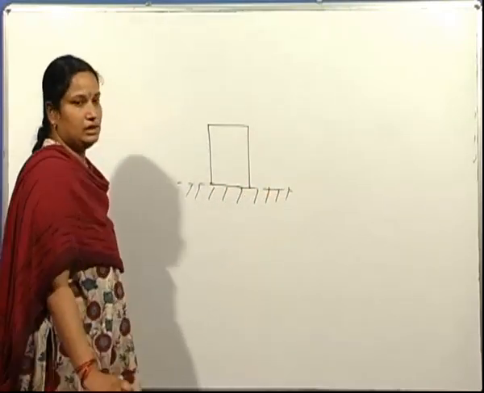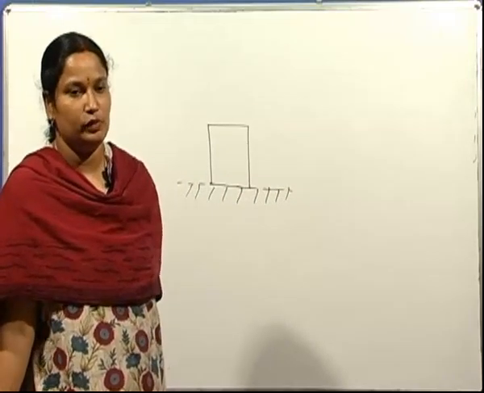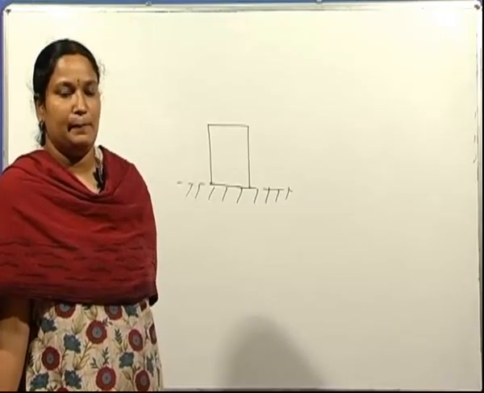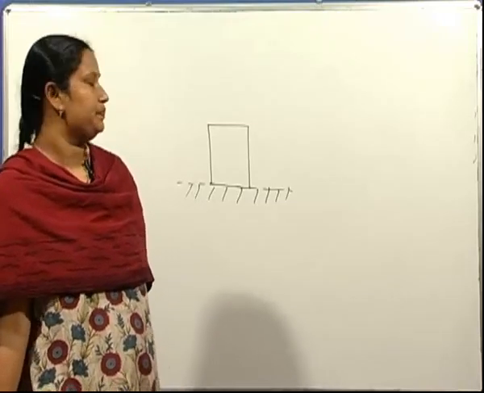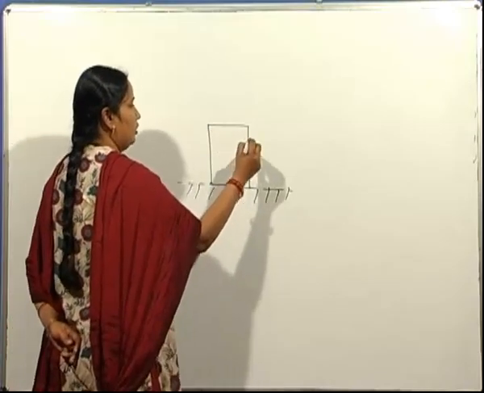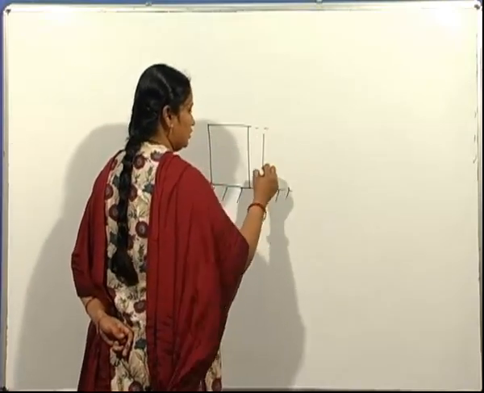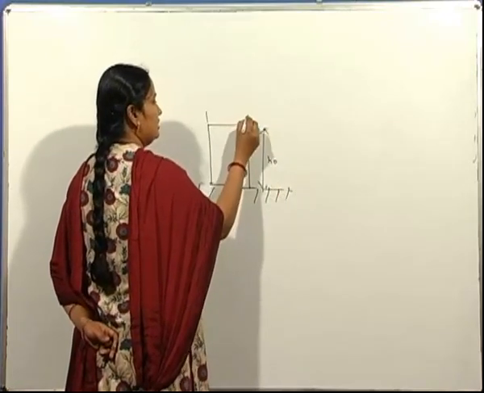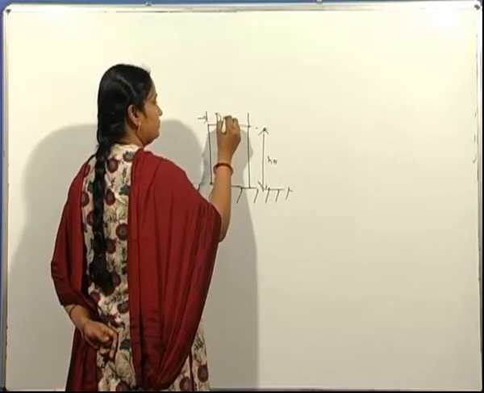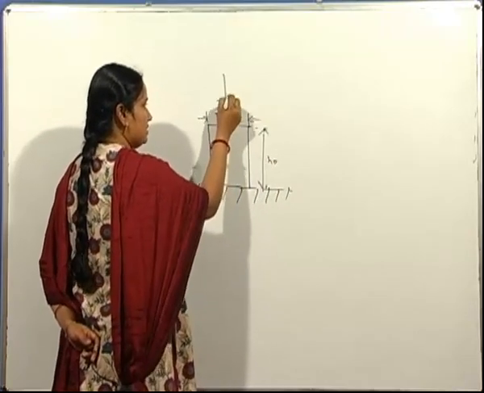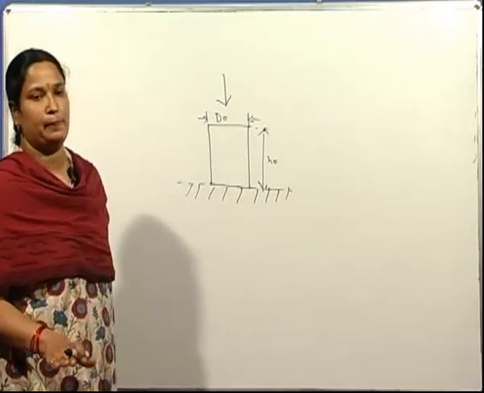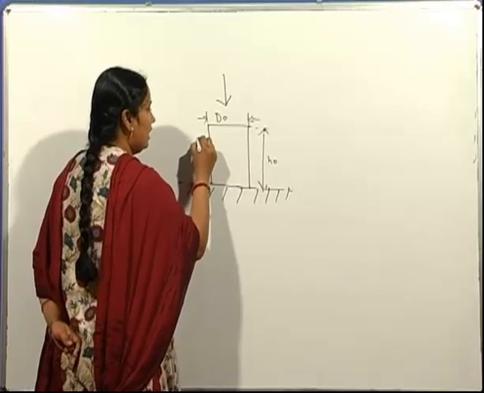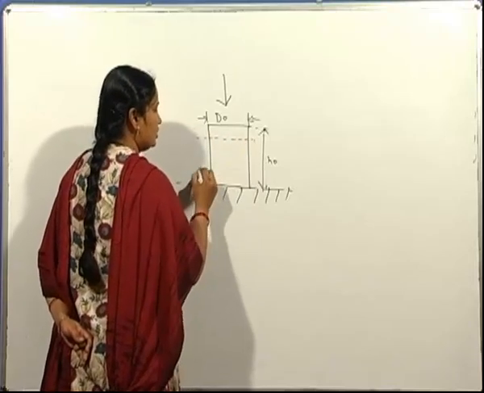As you have already seen in the previous module, the video for the compression test, that is for the case of a copper specimen where it is compressed in between the two anvils. So this is the cylinder, initial height h0, height of the cylinder, and the diameter is d0. When a compressive force is applied on the material, it undergoes a decrease in height and increase in cross-sectional area.